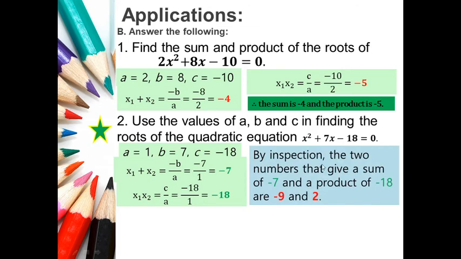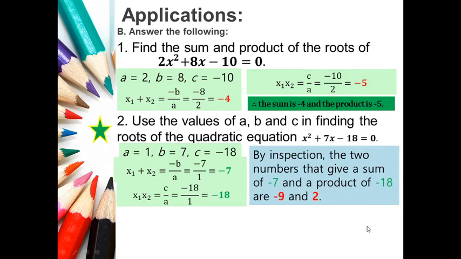Okay, so by inspection, the two numbers that give a sum of negative 7 and a product of negative 18 are negative 9 and positive 2. So, kung i-check natin, if you're going to add negative 9 and 2, so negative 9 plus 2, you have negative 7. To get the product, negative 9 times 2, we have negative 18. So, therefore, the roots, yung hinahanap dun sa problem natin, are negative 9 and 2.